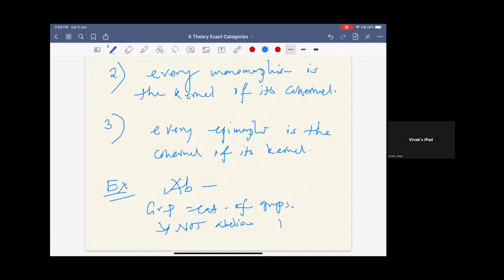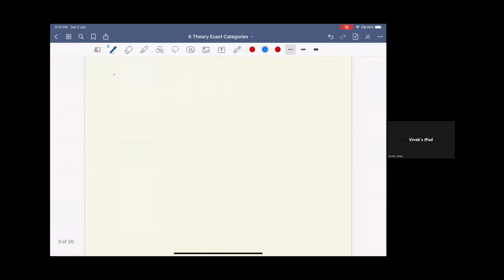Because if you consider any subgroup H of a group G, then axiom 2 fails. It's not the kernel of its cokernel unless H is normal. But when you consider the category of abelian groups, you are safe because every subgroup is normal in this case. So that is the difference, a property of axioms 2 and 3. And what is a more interesting example in our setting now?